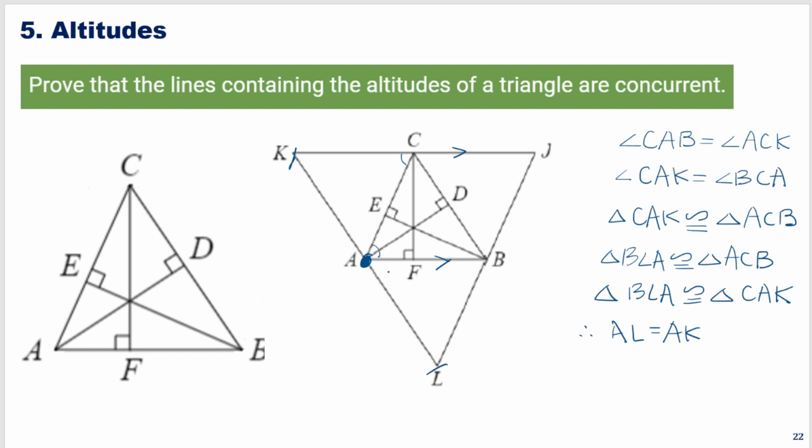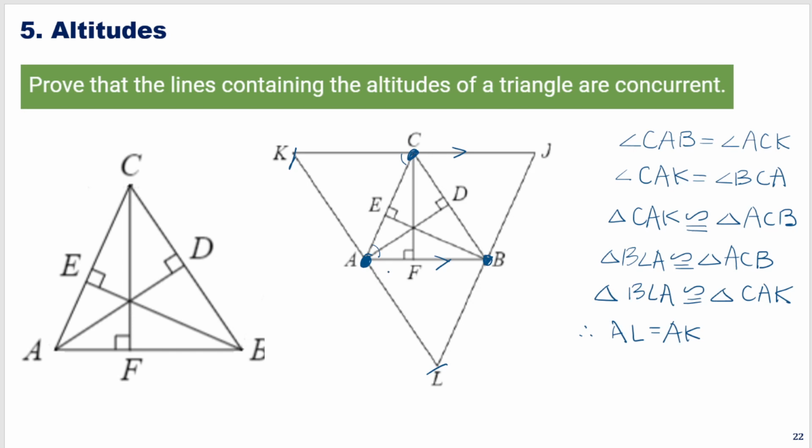So basically you can use the same way to prove B is the midpoint of JL, C is the midpoint of KL, using the same method. Therefore, triangle ABC is actually the medial triangle of the larger one, triangle JKL, right? Since KL is parallel to BC, altitude AD of triangle ABC is perpendicular to KL.